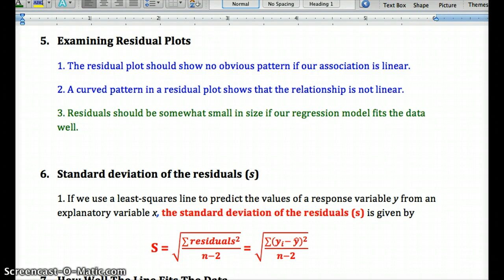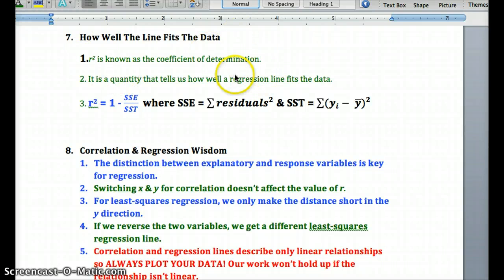Okay, r squared is known as the coefficient of determination. It tells us how well our regression line fits the data. So it equals 1 minus the sum of the residuals squared divided by the total variation in y, so SSE over SST. This gives us a good sense of how well the line fits the data. We'll go over this more in class. Some general guidelines here for using correlation and regression.